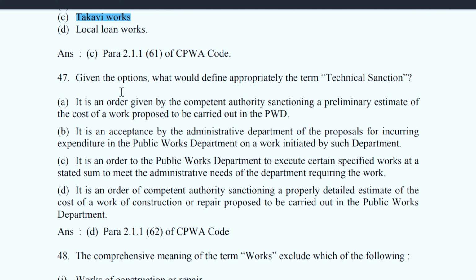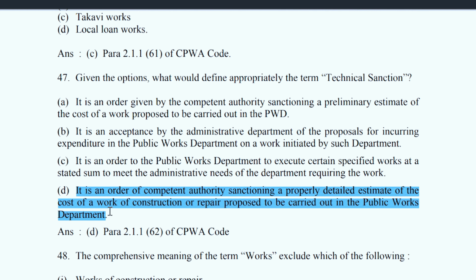47. Given the options, what would be defined appropriately? The term technical sanction. It is an order of a competent authority sanctioning a properly detailed estimate of the cost of work of construction or repair proposed to be carried out in the Public Works Department. This is the answer.